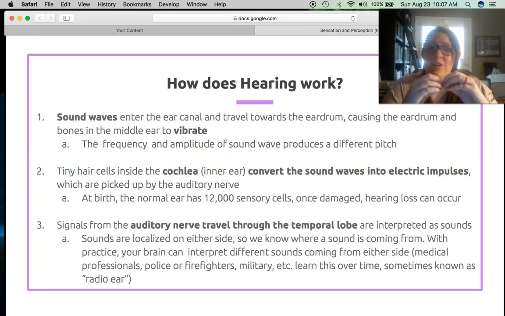We have these tiny hair cells in the cochlea that are going to vibrate or move based on those vibrations from those ear bones. So the cochlea in the inner ear is going to convert the sound waves into electrical impulses picked up by the auditory nerve. We have about 12,000 sensory cells. So think about that. In the space in here, we have 12,000 sensory cells that are moving and vibrating like this, like a little wave, to allow us to hear different frequencies and amplitudes of sound. Once those are damaged, we can have some hearing loss.